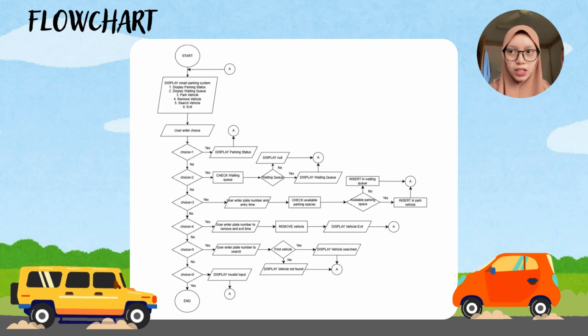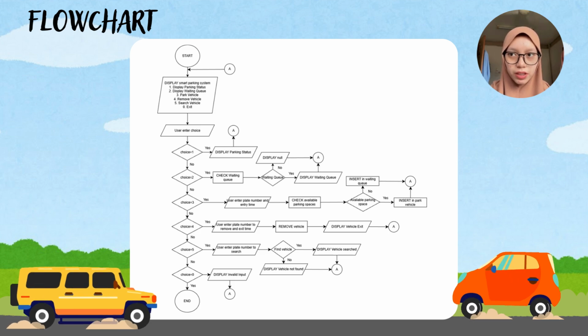For option 3, the user is required to enter the vehicle plate number and entry time. The system then checks for available parking space. If a parking space is available, the vehicle is inserted into the parking area. If no parking space is available, the vehicle is added to the waiting queue. When option 4 is selected, the user enters the vehicle plate number and exit time. The system removes the vehicle from the parking area and displays the vehicle exit information.